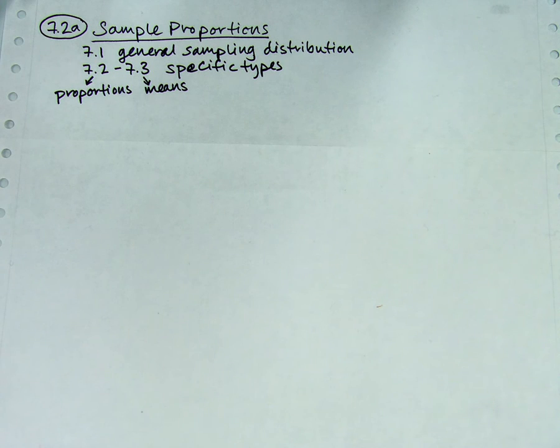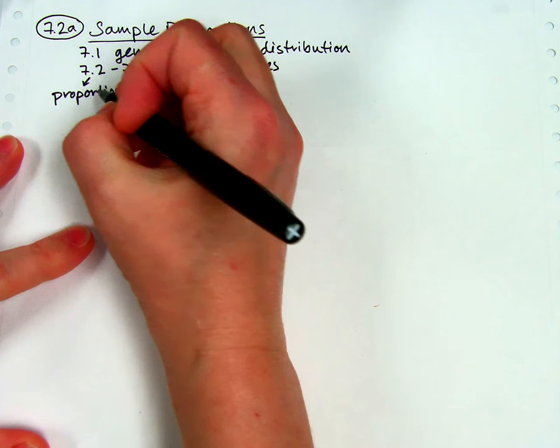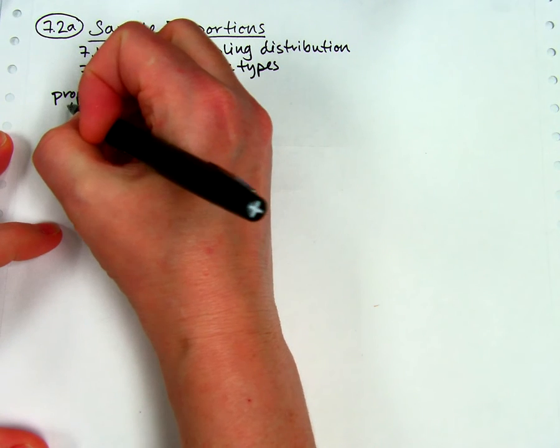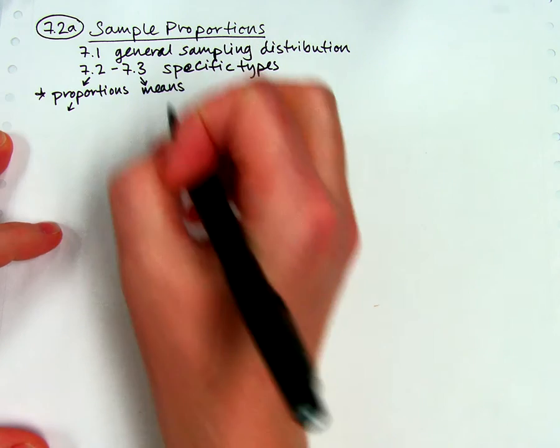So those are the two most common ones, and we're going to spend a lot of time on them for like the rest of the year because they are unbiased naturally, and so therefore they're really common and useful. So proportions are what we're focusing on now, lesson 7-2.